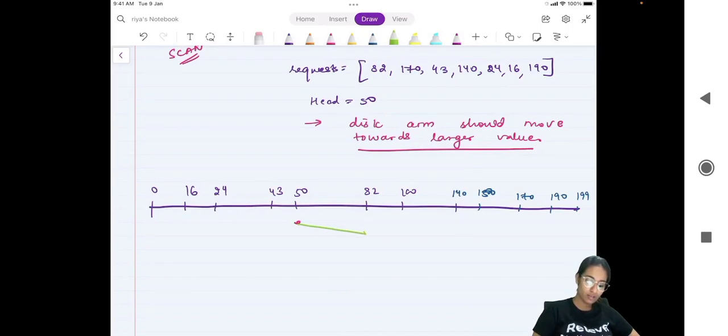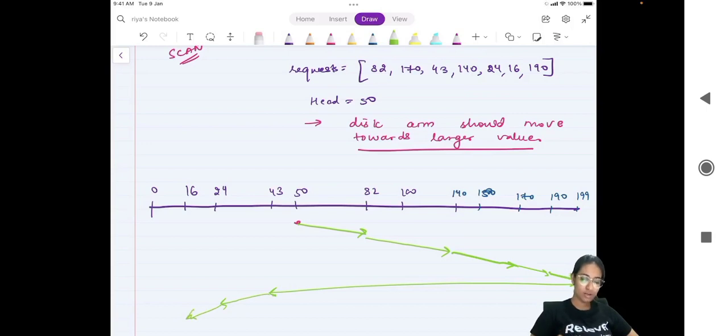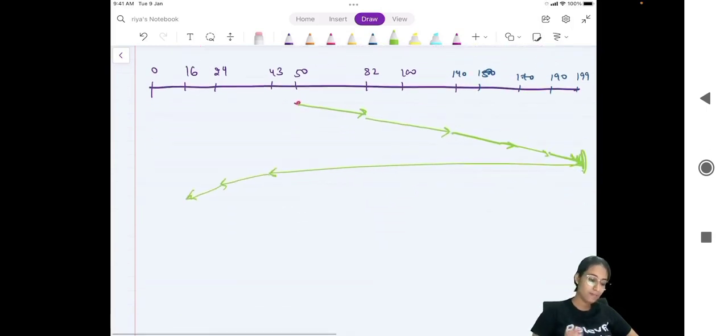So from 50, we go to 82. From 82, we move towards 140. Okay. And then from that, we move towards 170. And from that, we move towards 190. And then we go to the very end as well. Okay, this is the end. So this is also taken care of. Then we go directly to 43. Then we are going to 24 and then we are going to 16. Okay, so this is the order in which the requests will be processed.